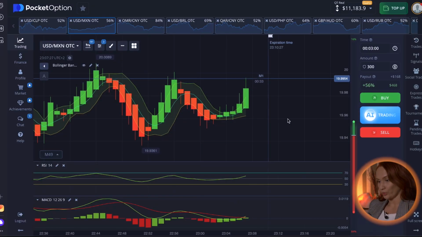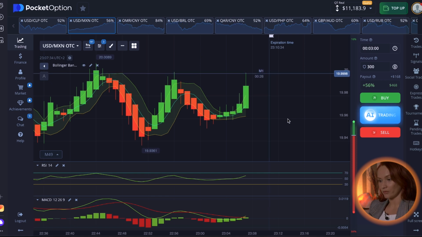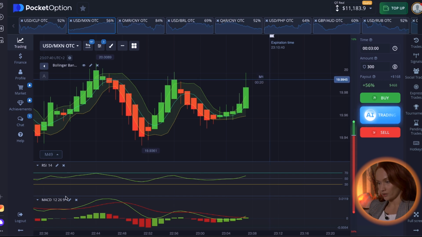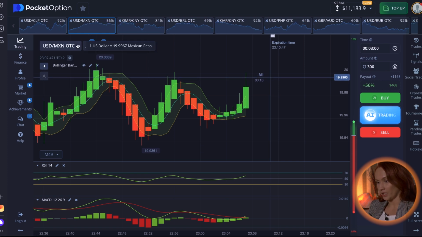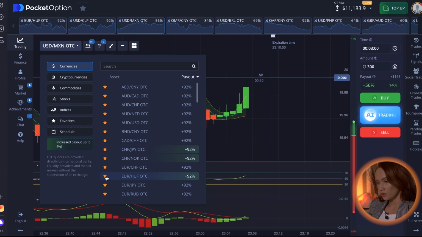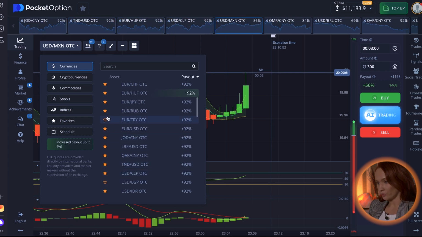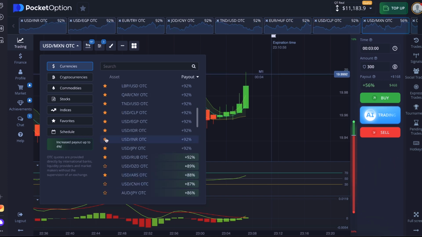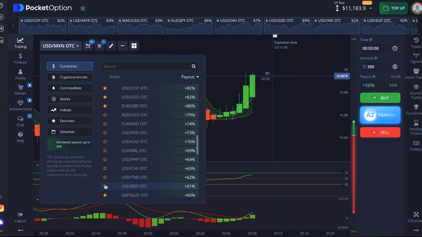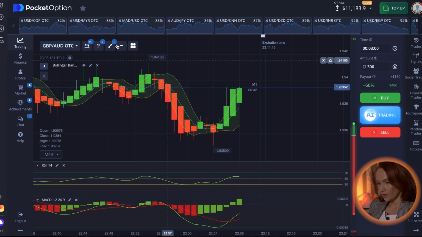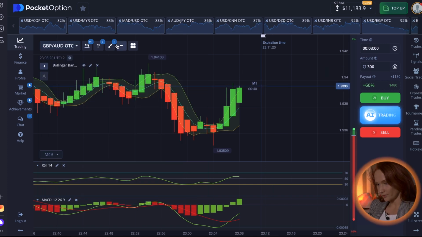Now let's move on to practice. See how two indicators work. How to check a signal using two indicators at the same time, RSI and MACD. I already have the indicators open, the settings are on. I am using currency pairs above 80% payout, so let's just remove the ones we don't need. Great, everything is ready.